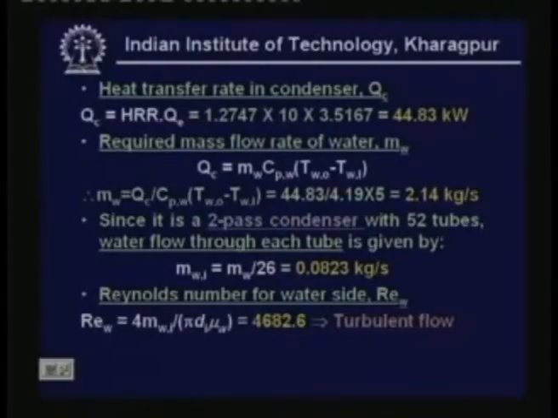So if you substitute these values, because everything is known to you, you find that the Reynolds number for the water side is 46882.6. Since this is greater than 2300, this is turbulent flow. So we have to use the turbulent flow correlations for finding the heat transfer.